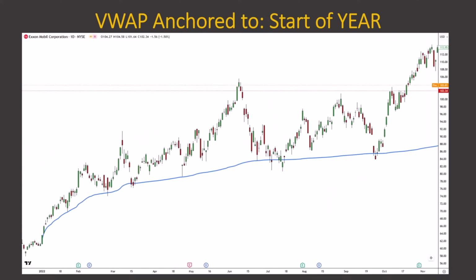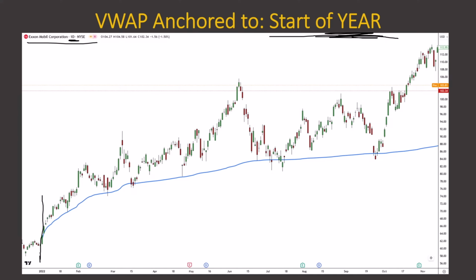Now, this is VWAP anchored to the start of the year. You're looking at the ExxonMobil Corporation chart. It is a daily chart. I use the daily chart with the yearly VWAP.